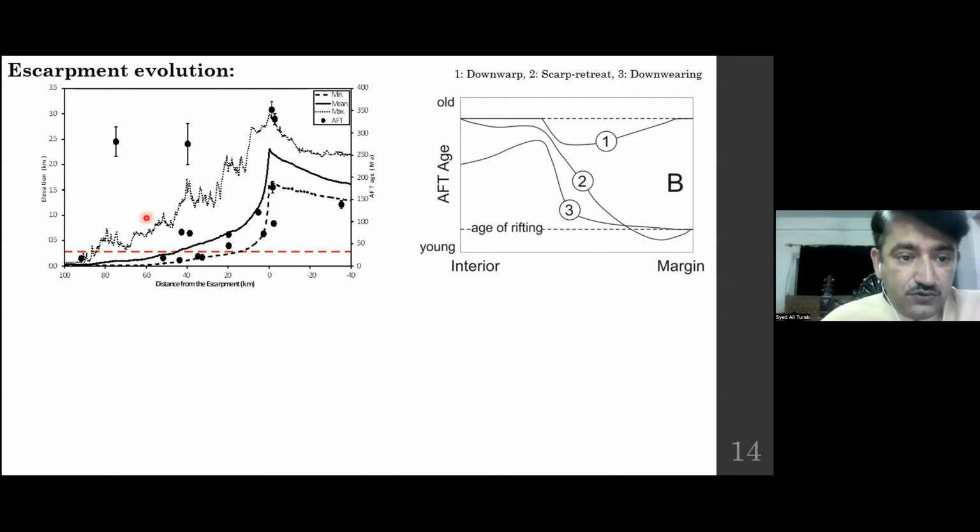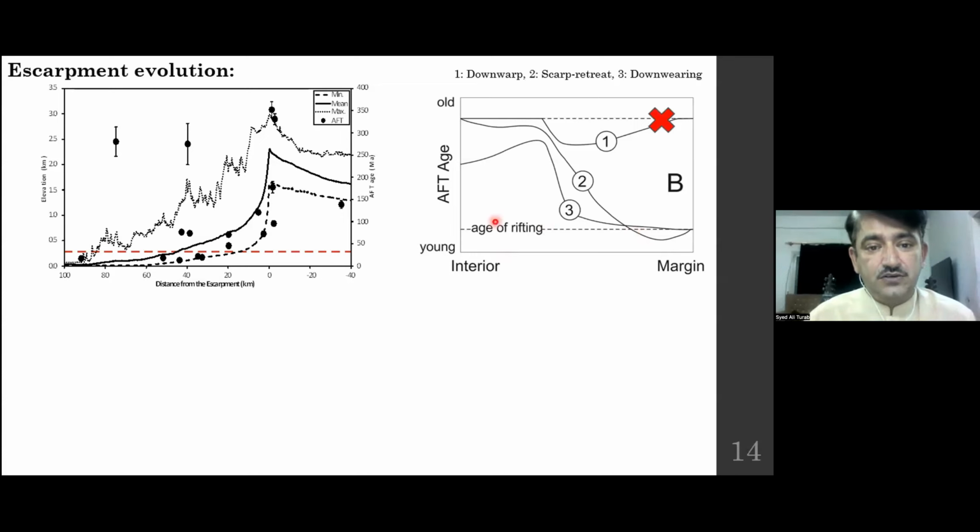So with this pattern, we can confidently reject the downward model for the evolution of the escarpment in southwestern Saudi Arabia. Since the difference between the predictions for the scarp retreat and downwearing model in AFT ages is not large, we cannot use AFT age for distinction between these two models.